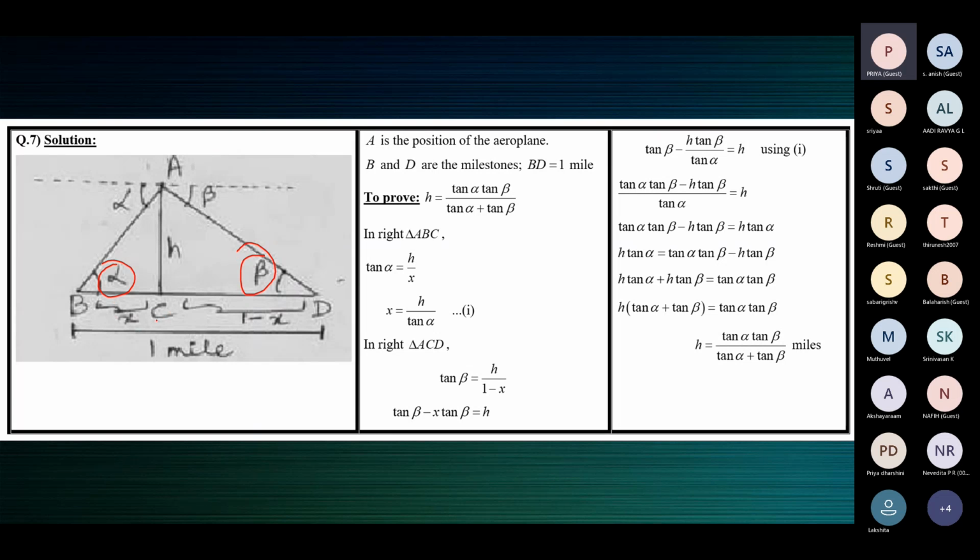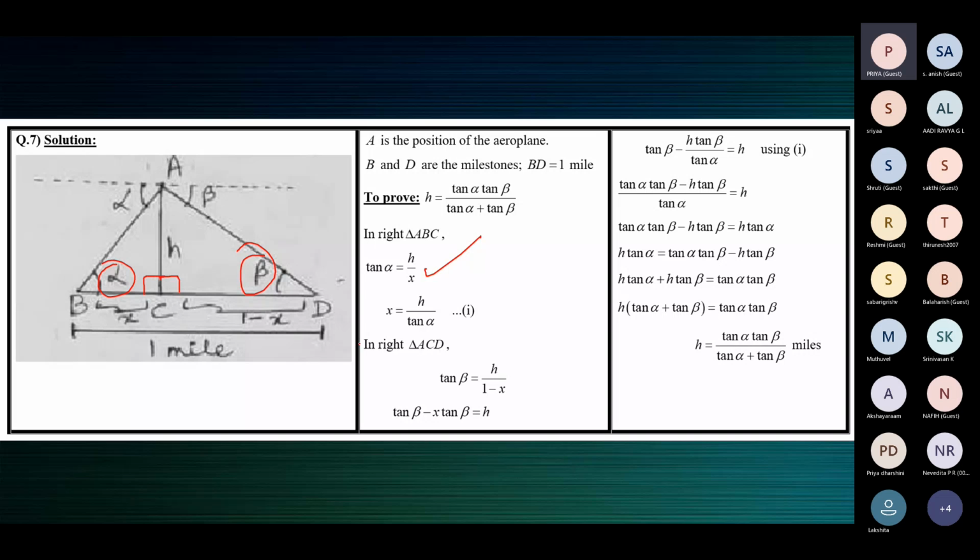So this is a right triangle. Both of them are right triangles. Now the result has tan alpha and tan beta, so we must use tan alpha and tan beta in the two right triangles. Tan alpha is h by x, opposite by adjacent.